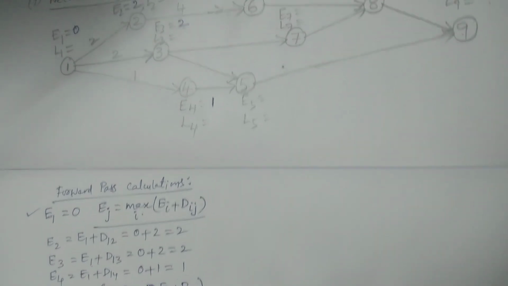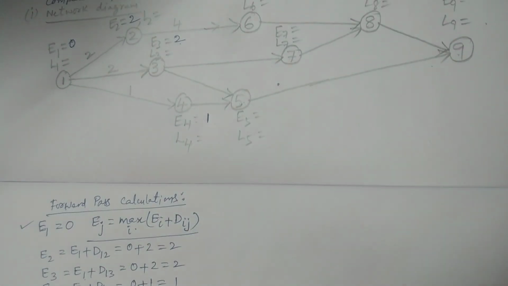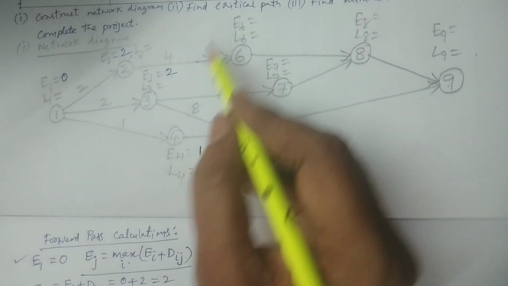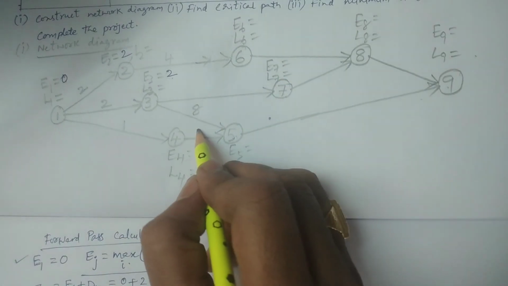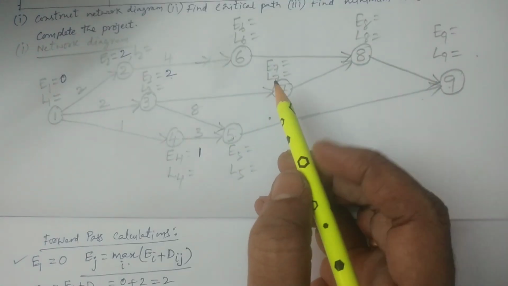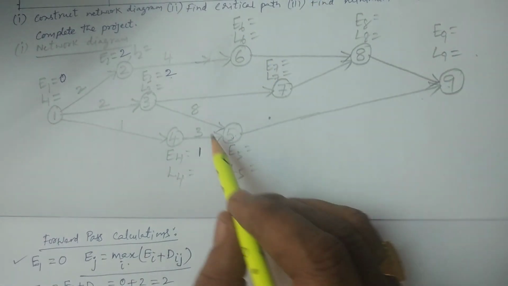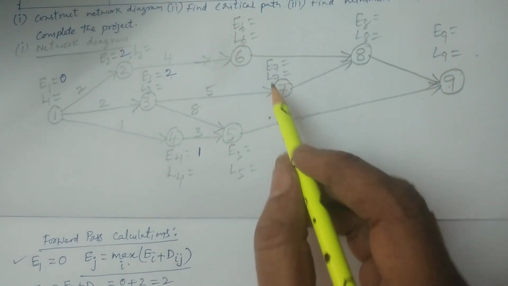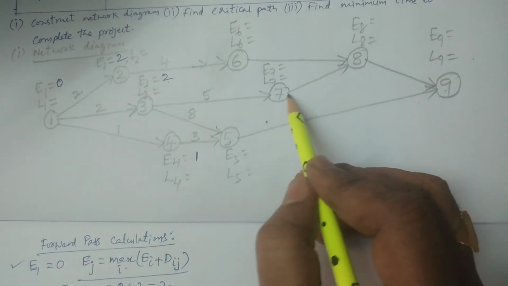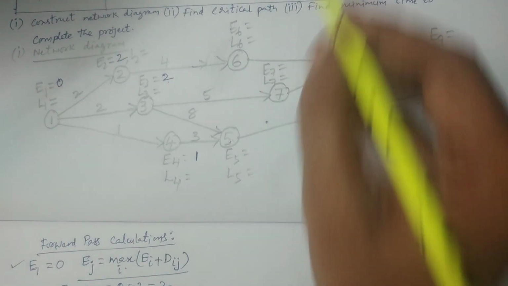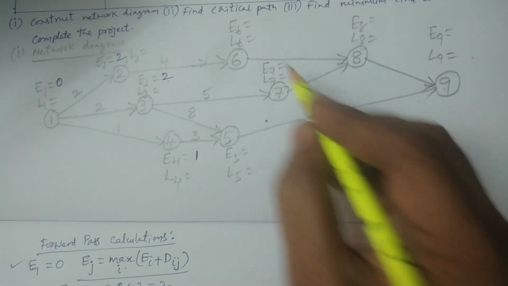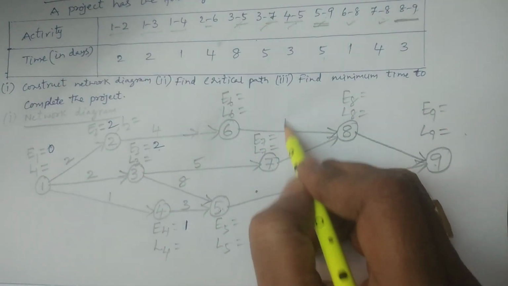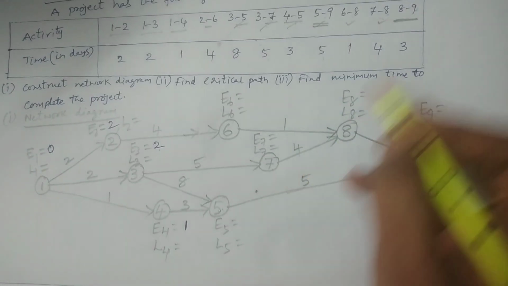D35. I write the values here, the remaining durations. D35 is 8. 4 to 5 is 3. 3 to 7 is 5. 5 to 9 is 5. 6 to 8 is 1. 7 to 8 is 4. 8 to 9 is 3.